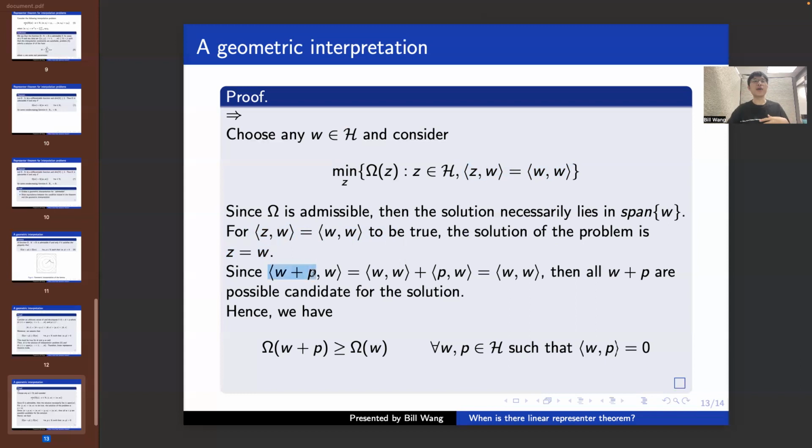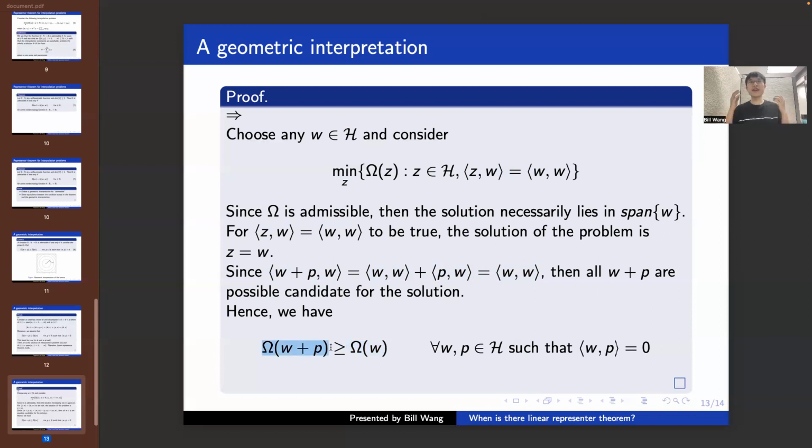And also we know that if we add an orthogonal vector P to W, then the inner product of W plus P with W is also the norm of W, because W and P are assumed to be orthogonal to each other. So when we let Z equal W plus P, this is true. So every single W plus P vector is also a possible candidate for the solution. But we know that our solution is Z equals W. And also we know that the error function must take on the same value. So the penalty function, omega W, must be smaller than or equal to omega of W plus P, correct?